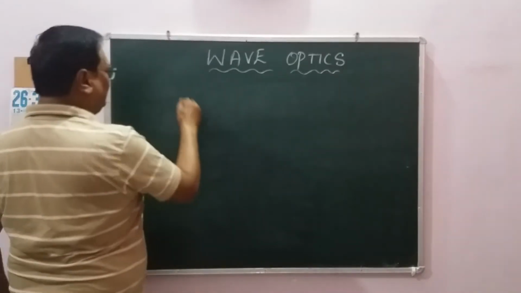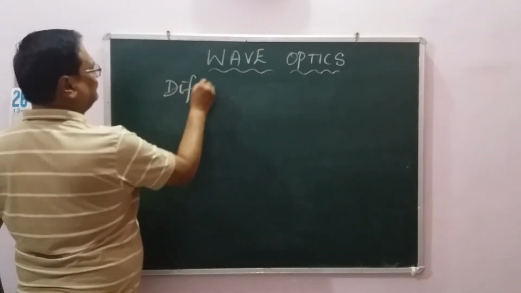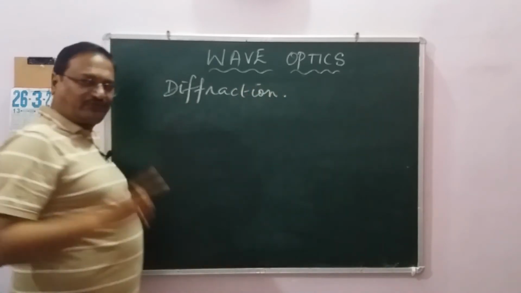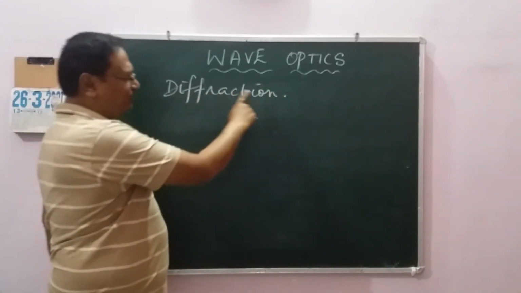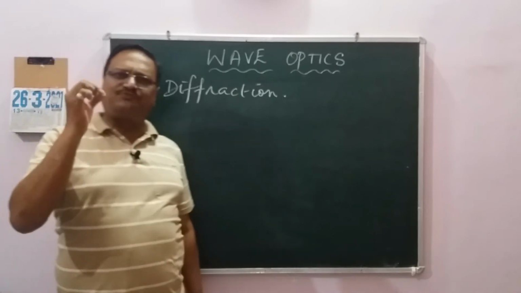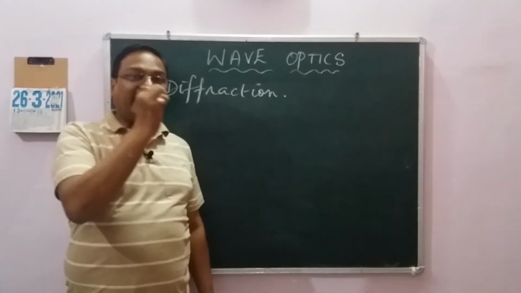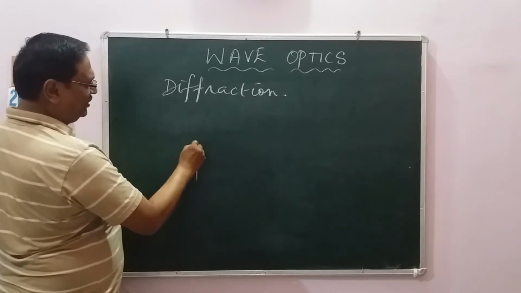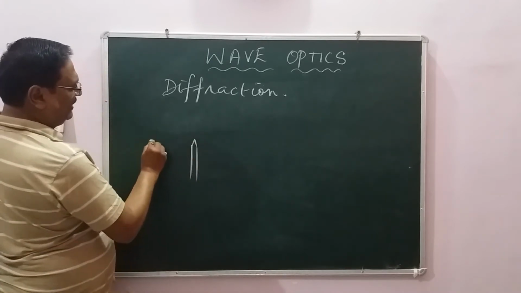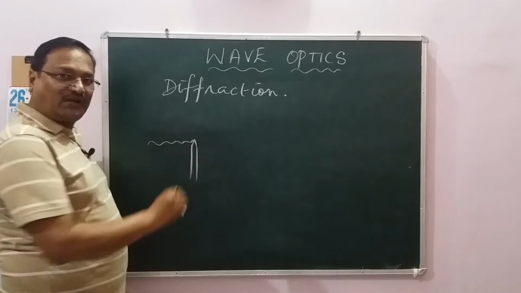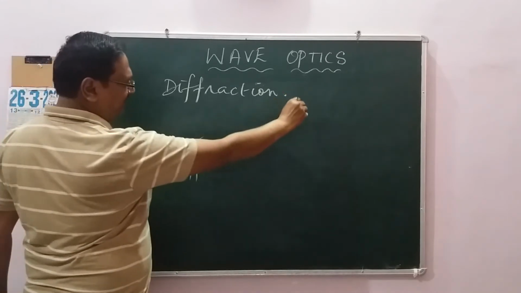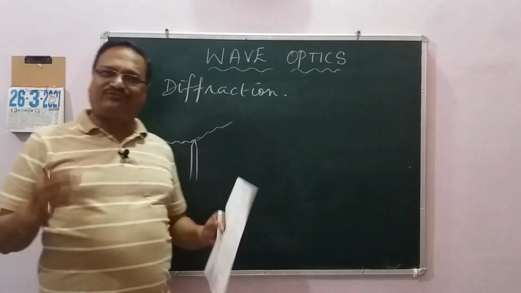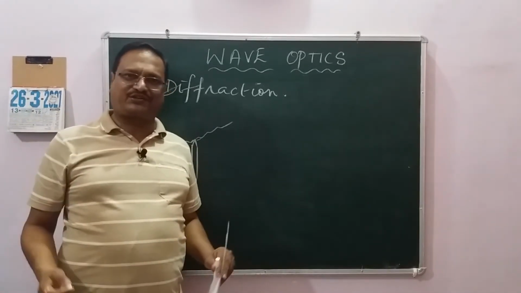Okay. Now what is diffraction? We learned about interference. Now we are learning about diffraction. Diffraction is the bending of light near edges or through holes, slits. If I have an edge like this and light comes and strikes it, what will happen? It will bend. This bending you call diffraction.